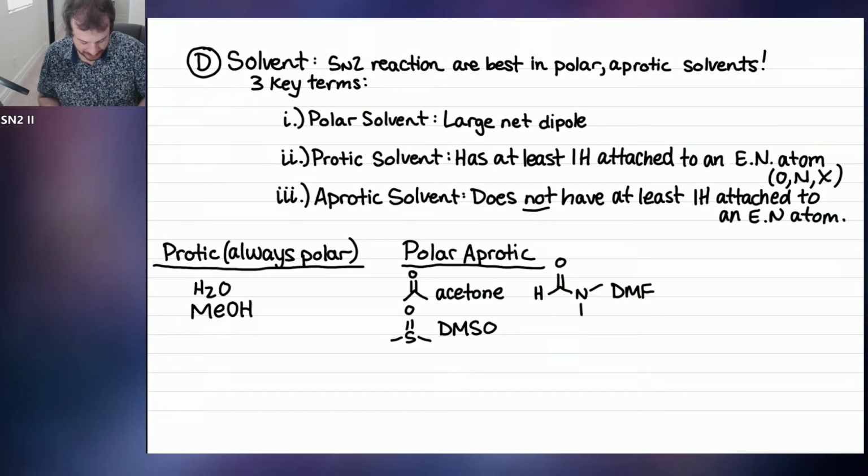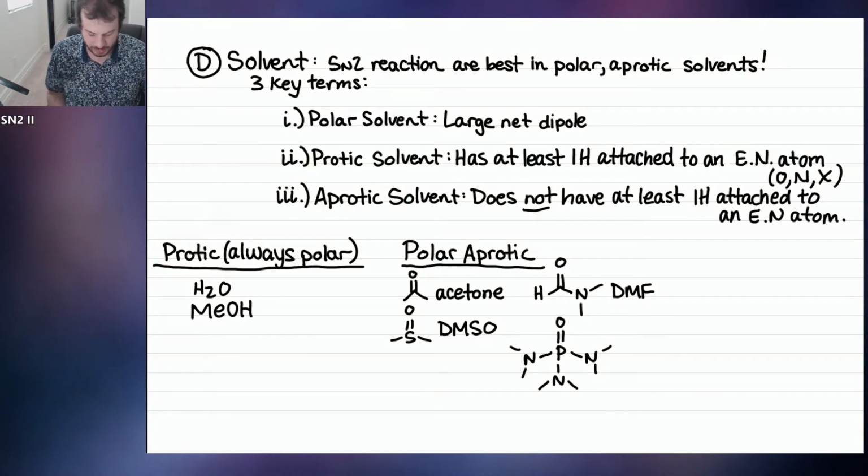And another common one is HMPA. You don't have to memorize the structures of these guys, but you should recognize that they are polar aprotic solvents. HMPA is what this one's called. So DMF is dimethylformamide, and HMPA is hexamethylphosphoramide.